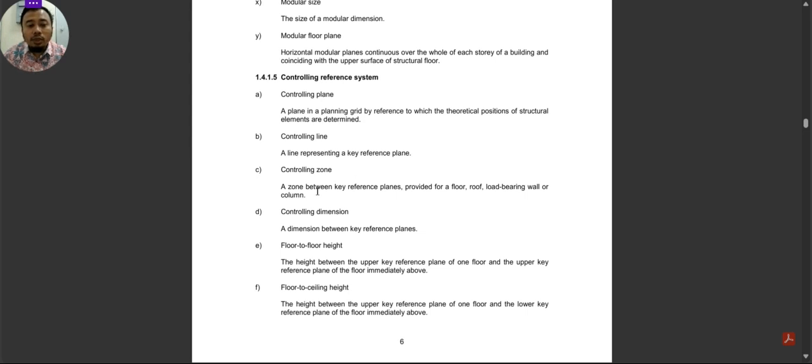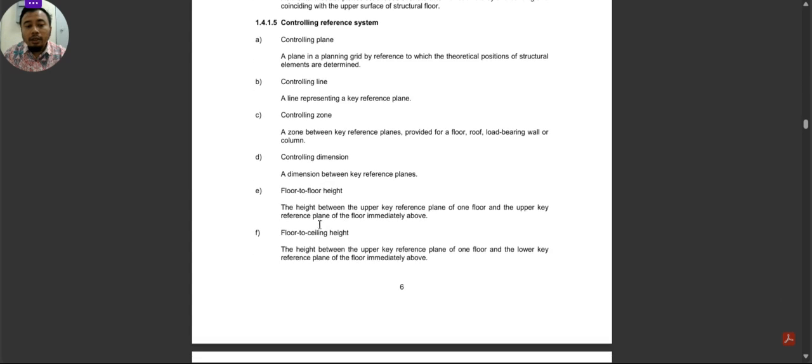And then you can have a controlling zone, a zone between key reference planes, provided for a floor, roof, load-bearing wall, or column. As we talked about earlier, when you have two reference planes, floor to floor for example, that zone is called a controlling zone. You can have a modular controlling zone between those two planes. Controlling dimension is a dimension for that key reference plane.